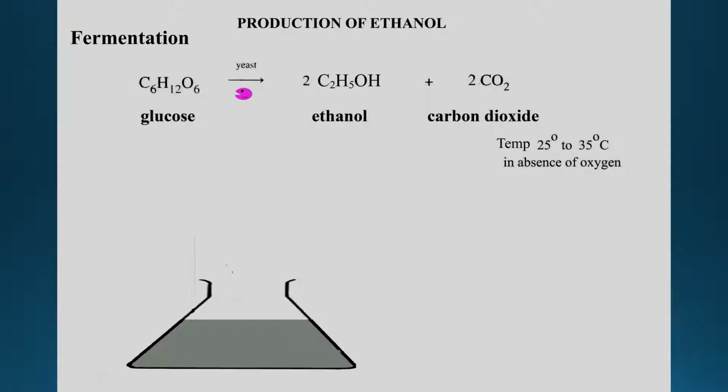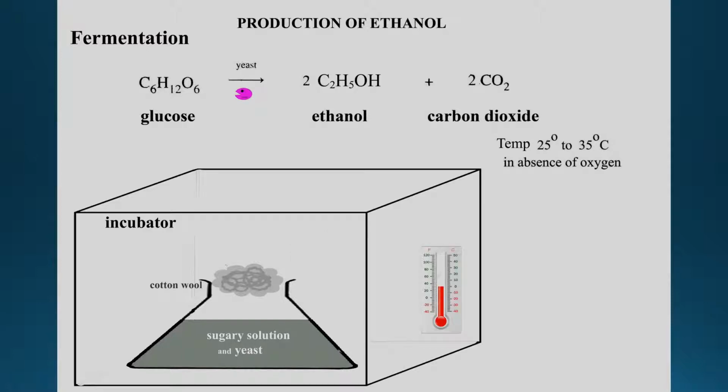Experiment aspect. In a jar of water, you put a spoon of sugar because you require glucose, and yeast. So now this solution is a sugary solution with yeast. You put cotton wool in the mouth of the jar to create absence of oxygen. Now you put it in the incubator to create a warm 25 to 35 degree temperature.